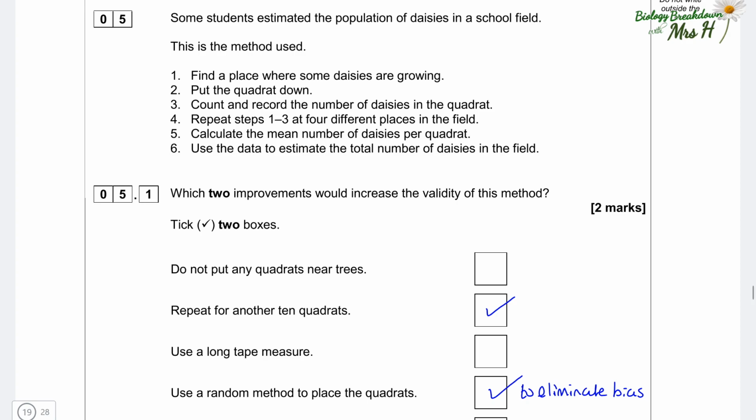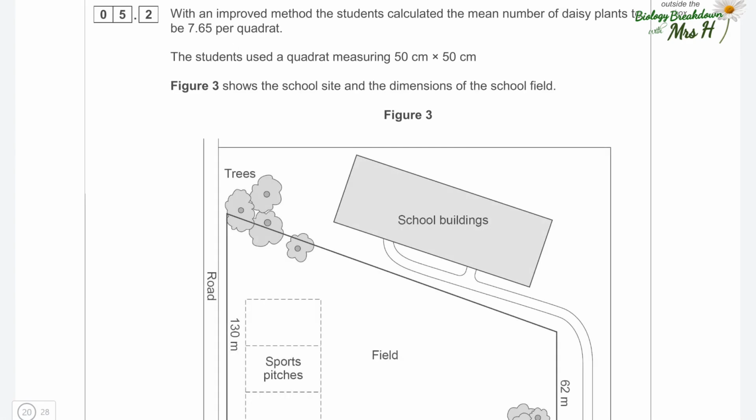You can't just go, oh, there's loads of daisies growing over there, pop the quadrat down and then choose another spot where there's loads of daisies, which is what the method suggests that students are doing. So we need to randomise it so that we can get a more representative sample of the field area. Because of course in biology we need to sample it. We couldn't possibly count every single daisy in that field.